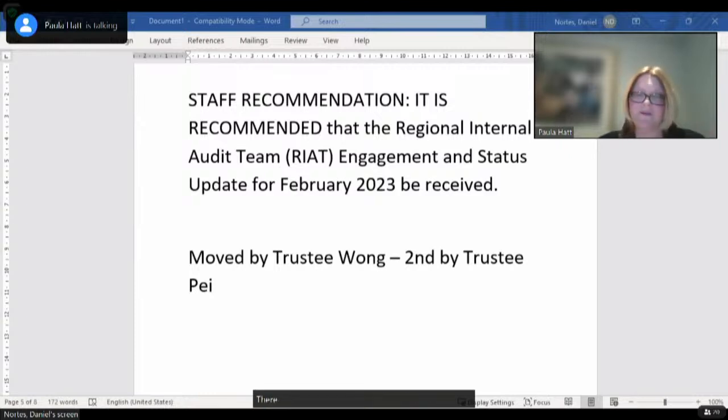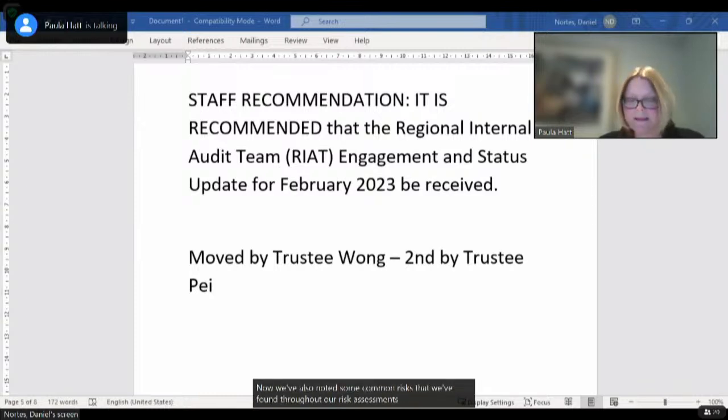This table is followed by a summary of similar issues and leading practices noted. Some of those issues are specific to a type of engagement like records management, while others are common themes that we found across different engagements, which relate to general topics like policies and procedures. We've also noted some common risks that we found throughout our risk assessments and some areas where risks have been increasing throughout the sector.